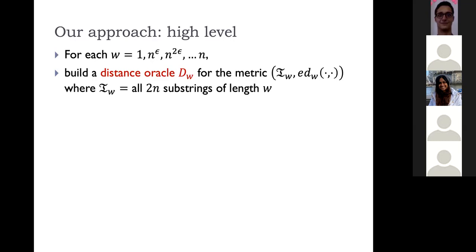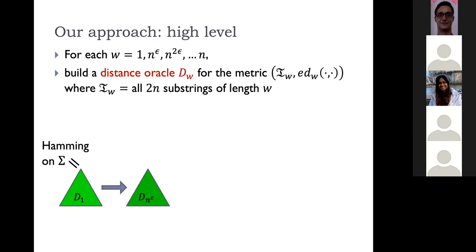Note that it will also answer distances between substrings of x or substrings of y, so x versus x, for example. And we'll build this iteratively. So D1 corresponds to substrings of length 1. So this is really just characters. So it is really just Hamming distance on the original alphabet sigma. Okay, are the characters equal or not?